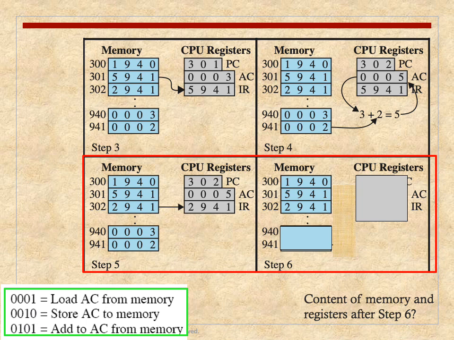In particular, the content of the accumulator register shall be stored in memory at the address that is followed by the opcode. So this is the address 941 in our example. Now we continue with the final execution stage. As you can see, there are now some blank fields in the memory and also in the CPU.